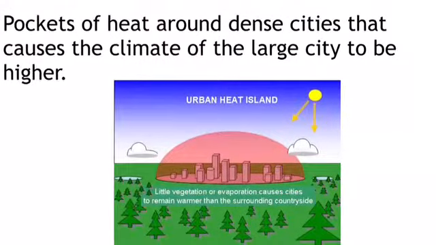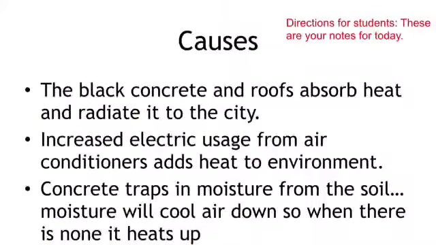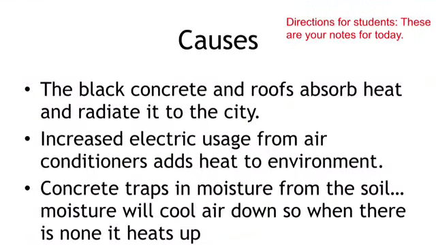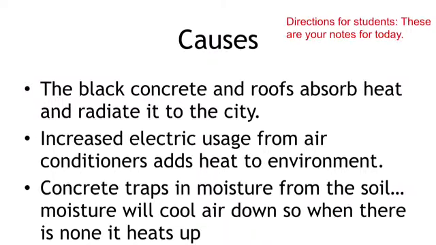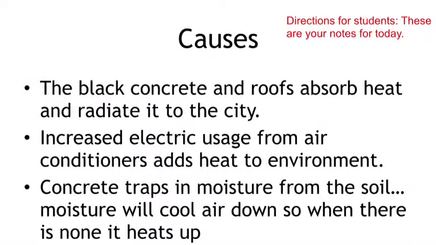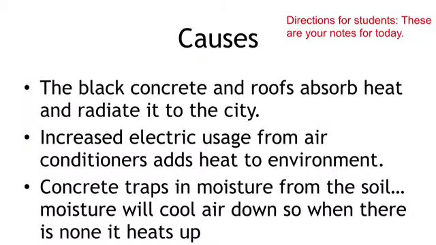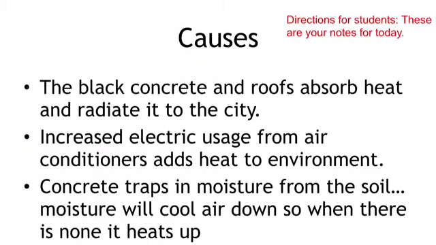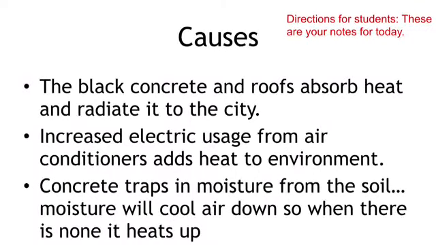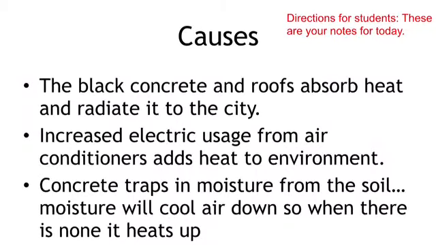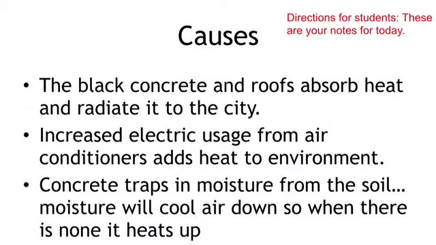We think that there are several causes to this. The first is the black concrete in the roofs. They absorb the radiation from the sun and release it back into the atmosphere right around that city. The second is the presence of all those tall buildings. They keep all that heat in and keep the wind from blowing it out into the surrounding area the same way that it would if it was in the suburban areas.